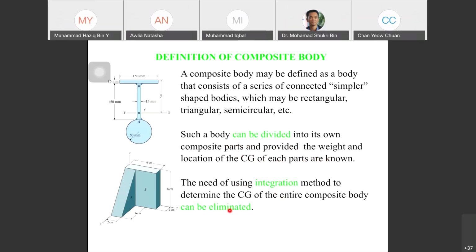Alright. So let's say we have several parts. We have a circle. We have a rectangular bar, and also we have another rectangular bar. Right. So these are simple shapes. A circle is a very simple shape. Rectangular is also simple. So we can determine the center of gravity for the whole thing using simple methods. Okay.